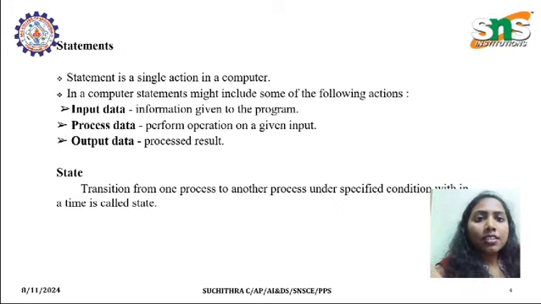Statement. A statement is a single action in a computer. In a computer, a statement might include some of the following actions: input data, process data, output data. Input data means information given to the program. Process means performing operations on a given input. Output data means the processed result. State. Transition from one process to another process under a specific condition at a time is called state.